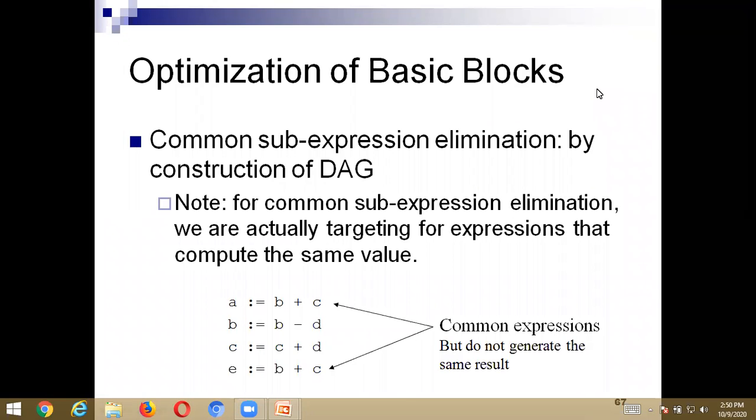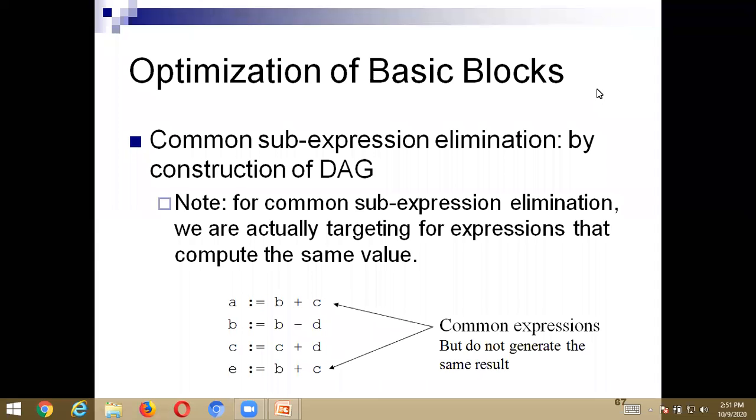Step number 2 is to perform the optimization of the basic blocks. Here I am performing two transformation techniques. The first one is common sub-expression elimination, which is a transformation from the principal sources of optimization, and by the construction of the DAG I am applying this transformation. It is common sub-expression elimination.